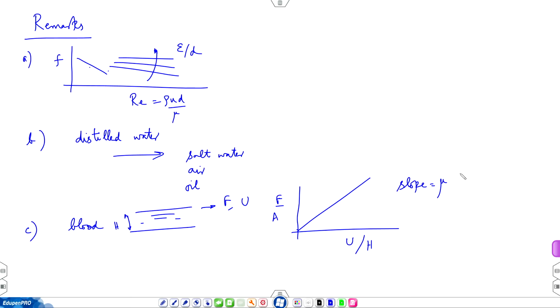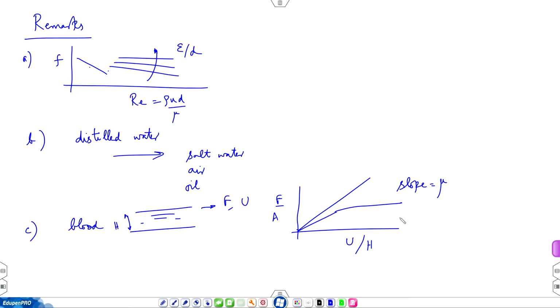And we also commented that not all fluids will display this behavior, but a very vast majority of them, like air, water, oils, salt solution, they indeed display linearity between f over a and u over h. And there is a unique viscosity for each fluid. But if you plot this curve for blood, it has some shape. There is a straight line for small values of u over h, but tends to flatten for larger values of u over h. So, it does not have a unique viscosity.